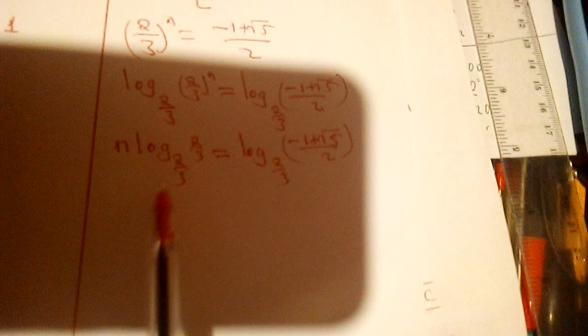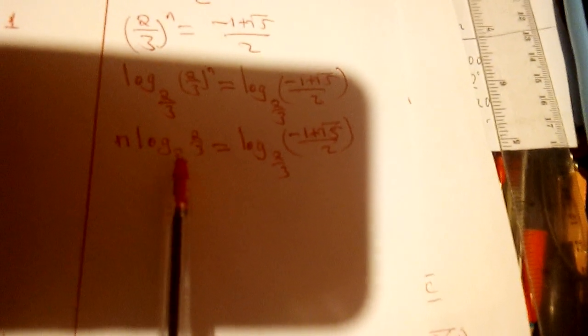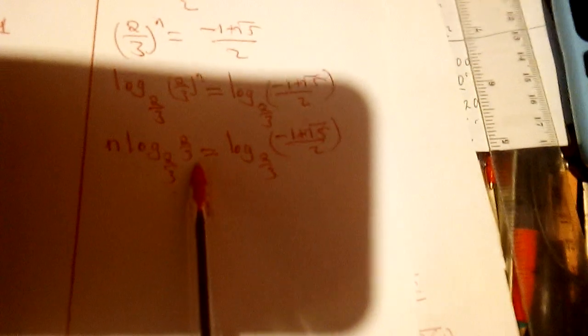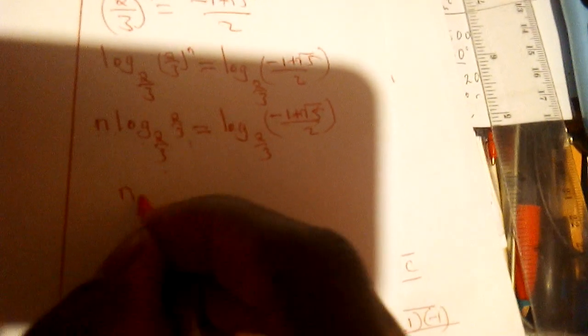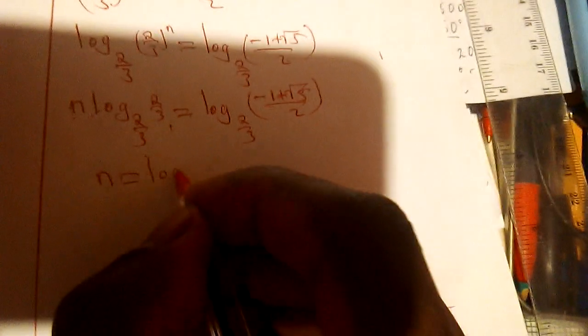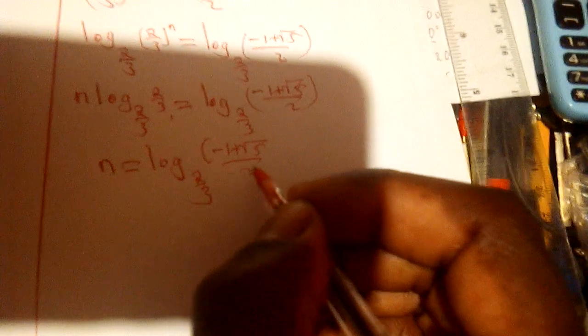Once this is done, when you simplify further, log base 2/3 of 2/3 will give us 1. So it's 1 times n, which is n. So here we have n is equal to log base 2/3 of -1 plus the root of 5 all over 2. Therefore, this is the value of n.